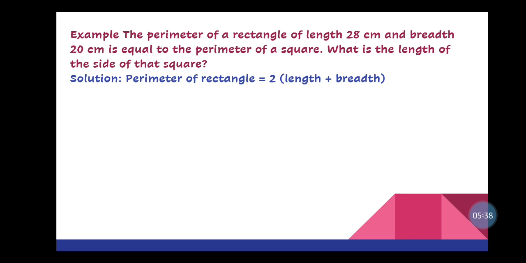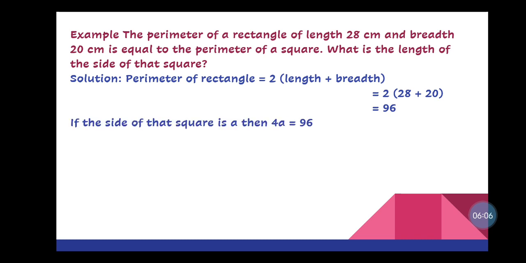So we will write our formula. Perimeter of rectangle is equal to 2 into length plus breadth. Bracket symbolizes over here multiplication. Substituting the value, 2 multiplied by 28 plus 20. When you solve this, first we need to solve the bracket, that is 28 plus 20, you will get 48. 48 into 2, you will get 96. If the side of the square is A, then 4A is equal to 96.